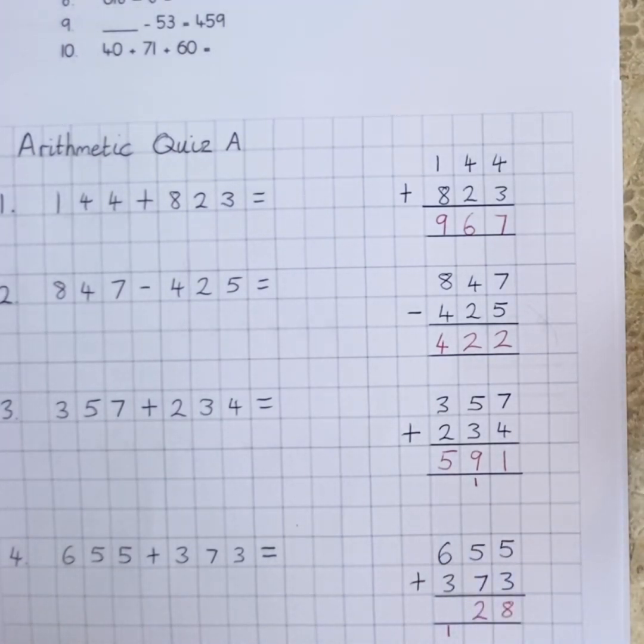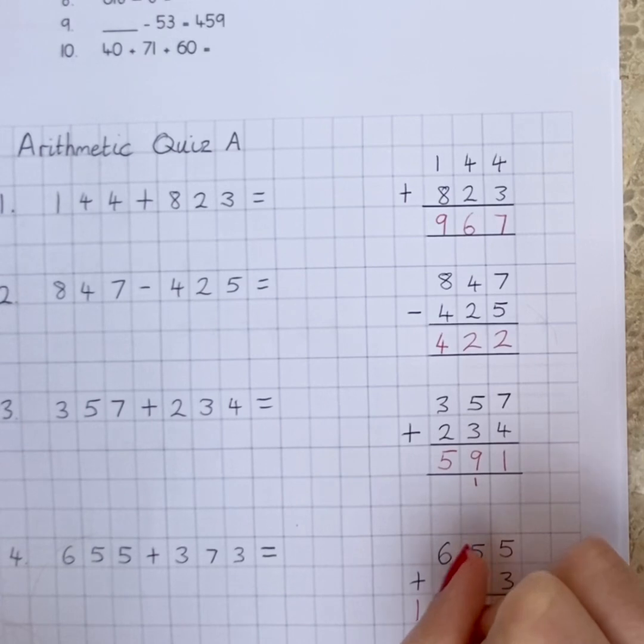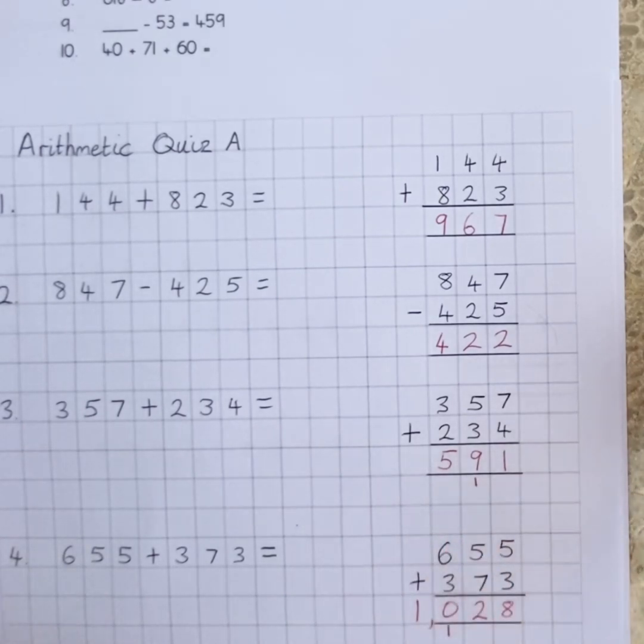Then we have 6, add 3 is 9, add 1 more, 10. So 1 goes over into thousands and 0, 1028.